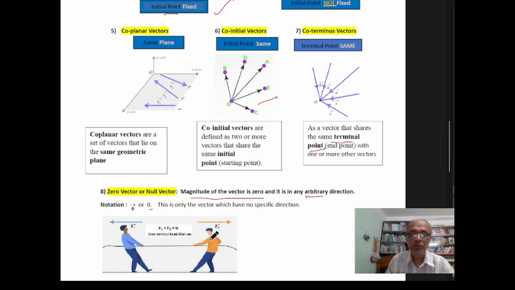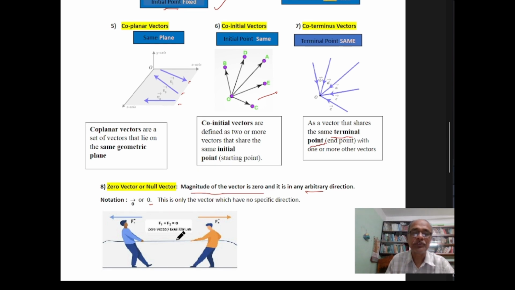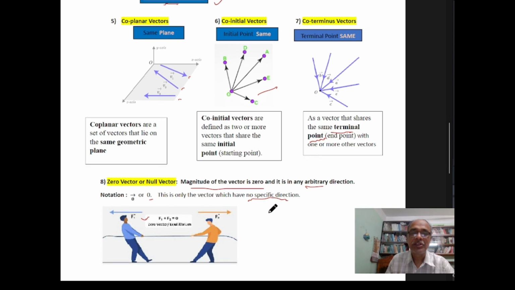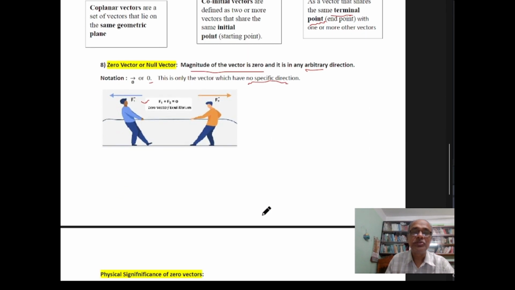Here you see two men applying equal force. We know that force is a vector quantity. So if the forces are equal and in opposite directions, the resultant will be 0. Here you see, in which direction will this vector point? This is the force, so there is no specific direction. This is the zero vector or null vector.